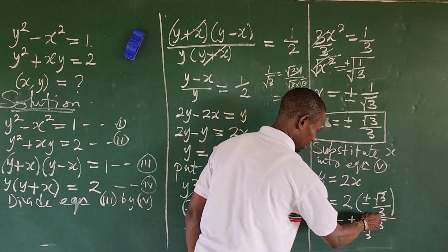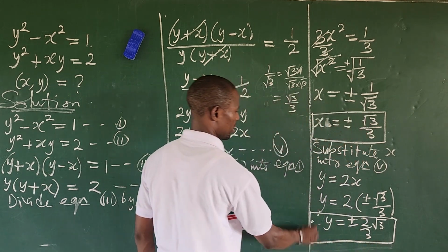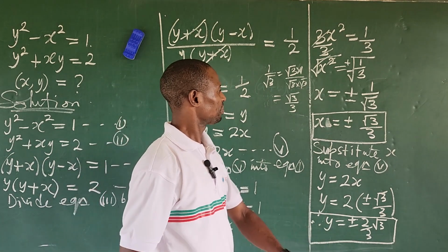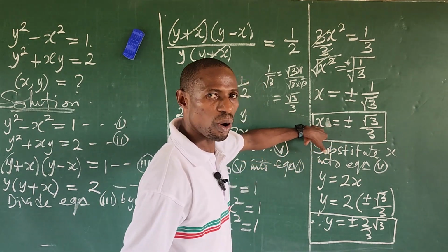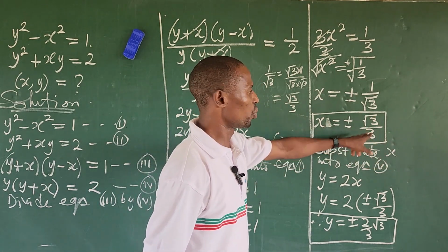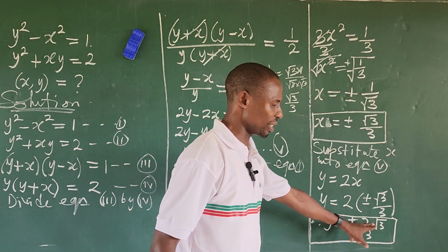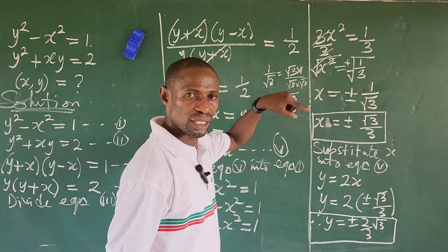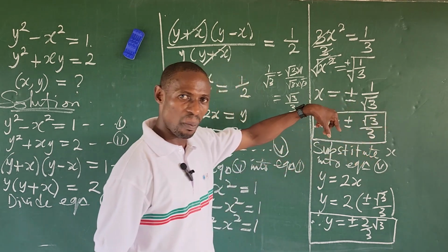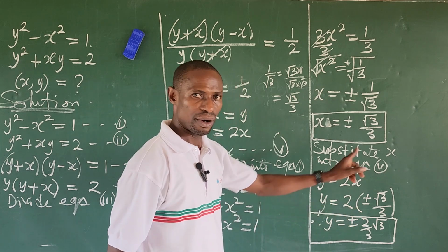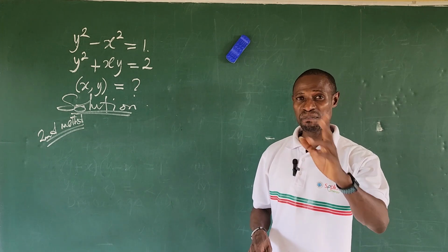This is the value of our x and y. So if we are to look for our xy here, we have x1 comma y1 equals root 3 all over 3, then comma 2 all over 3 root 3. Then x2 comma y2 is equal to minus root 3 all over 3 comma minus 2 all over 3 root 3. Clear?